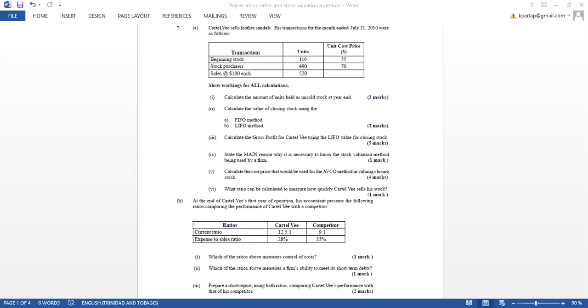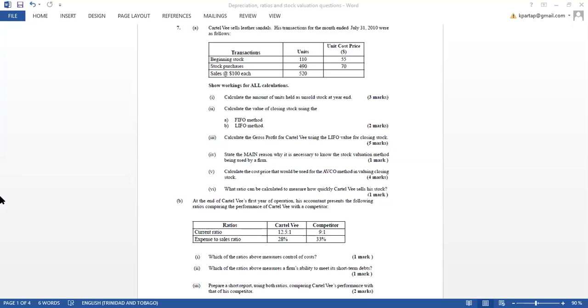Okay, so what we have, Cartel V sells leather sandals. His transactions for the month ended July 31st, 2010 were as follows. So we have his opening stock, which is beginning stock. He started off with 110 units at a cost of $55 each. During the period, he purchased 490 units at $70 each. And his sales were 520 units at $100 each. So show all workings for the calculations.